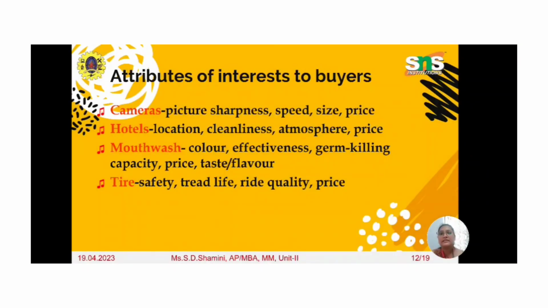And if you see the attributes of interest to buyers, if a person is looking for a camera, that person will definitely check the picture sharpness, pixel size, speed, size, price and image clarity. And if you want to stay in a hotel on a holiday, you will search for a location near your office or wherever you go, and check the cleanliness, atmosphere and pricing. So these are all the attributes which a buyer will definitely look into before buying a product.